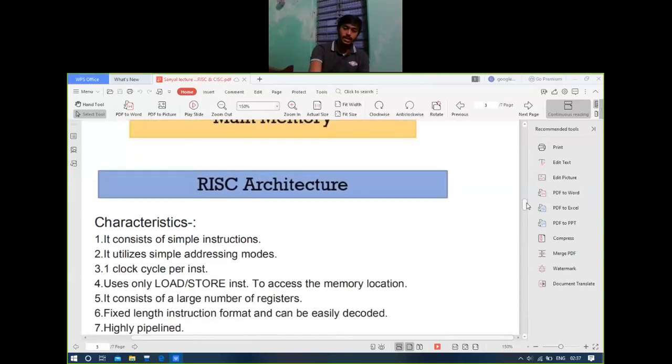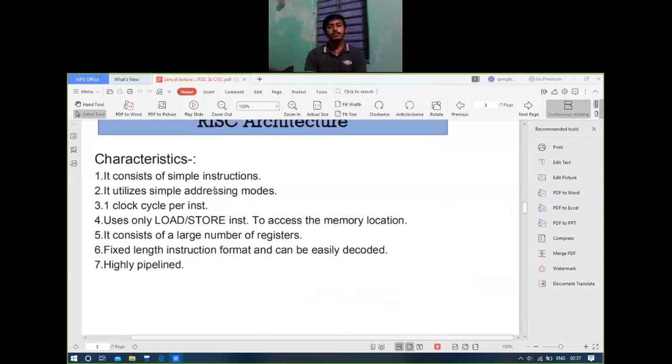Now let us focus on RISC architecture characteristics. It consists of simple instructions. It utilizes simple addressing modes, one clock cycle per instruction, and uses only load or store instructions to access the memory location. Yes, out of all the instructions, it only uses the load or store instructions to access the memory location. It consists of a large number of registers and a fixed length instruction format, and can be easily decoded. Yes, as the instructions are simple and it uses very simple addressing modes, it needs very little time to get executed and it is very easily decoded. But it uses a highly pipelined concept.